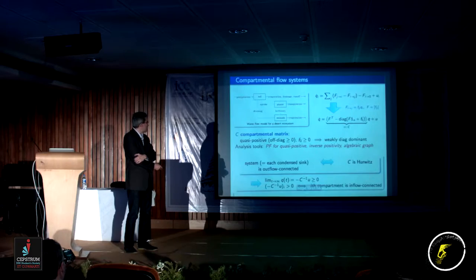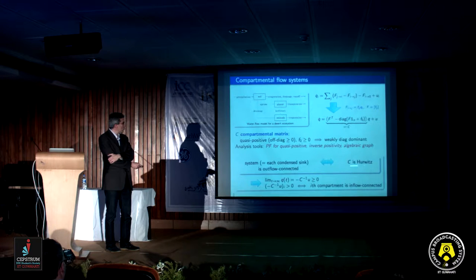And in fact, that immediately implies that if any one of these two, and therefore both of these properties hold, then the limit of Q is clearly equal to the unique equilibrium of this particular linear system, right? So you set the left-hand side to 0, and you get that the equilibrium value of Q is minus C inverse U.